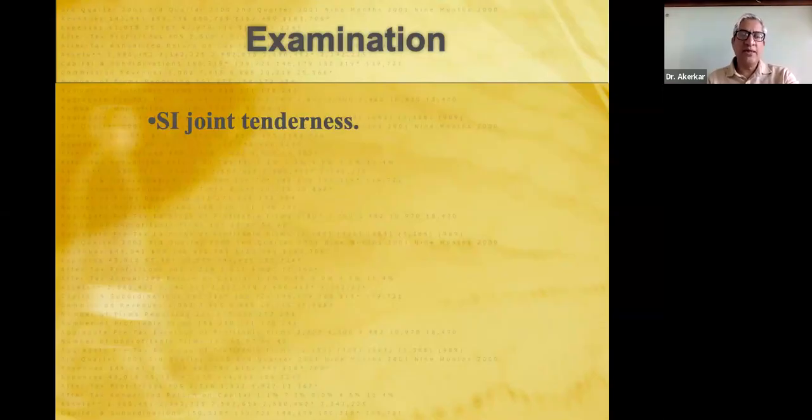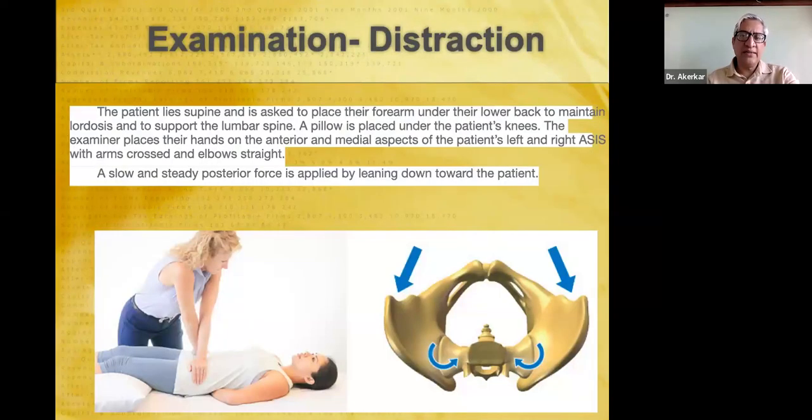Examination wise, you can have sacroiliac joint tenderness, which suggests that there is inflammation in the joint. There are a lot of other tests to look at if the sacroiliac joint is involved. I am sure you would have all these tests in your books. How do we go? One is the distraction test.